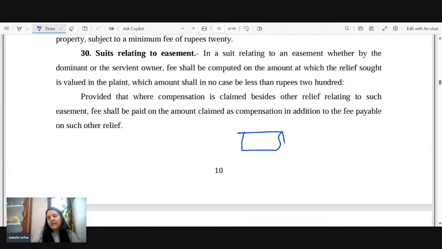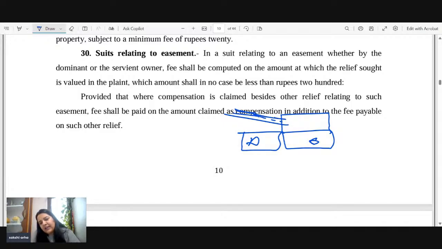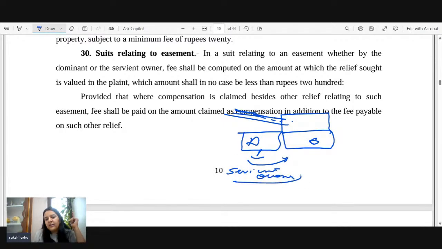Suppose this is a property, and this is another property. Let's say this is my second floor. I'm getting a right of easement to get air from this property, because property A, this is property A, this is property B, property A does not have a second floor. So I have a right that I can take air from here, and I have this right for 20 years. For 20 years, property A has not constructed a second storey. Now I have got an easement right. So the property which is giving this easement right, the property which is giving its right to someone, is called the servient owner. The owner of this property will be called the servient owner because this property is serving property B.